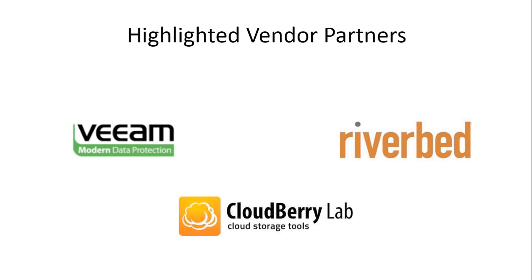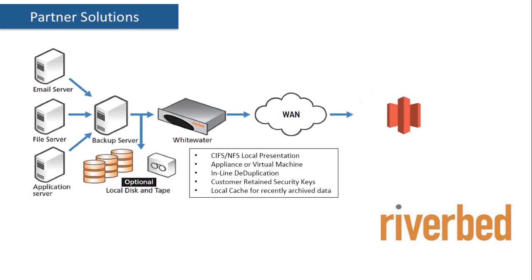Just to talk to one of them for a second, Riverbed. And so what you have here is the concept of their whitewater device. The Riverbed whitewater device gets put on premise. It's either a virtual machine or an appliance. It presents locally as a CIFS or NFS share and has an amount of local storage. The idea is that you back up to that device, the network share that it presents, and it will then run inline deduplication on unstructured data. And they often can get between 10 to 20 times dedupe. What this means is you could, for example, put a petabyte on the Riverbed whitewater.